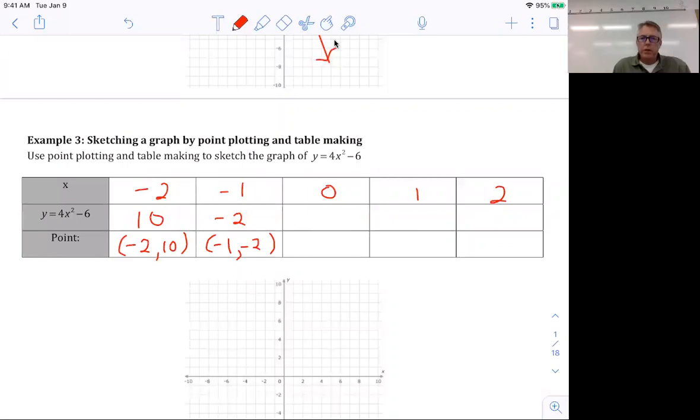And so plugging in a 0, 0 is always a nice number to try because anything times 0 is 0, meaning this part just becomes 0. And we get an output of -6. So (0, -6) is a point on the graph.